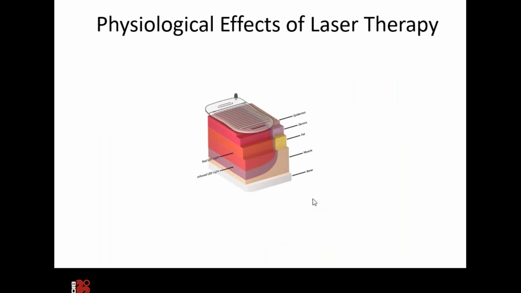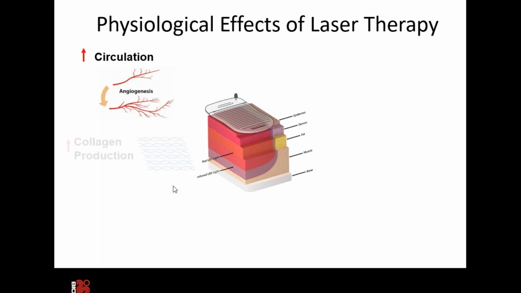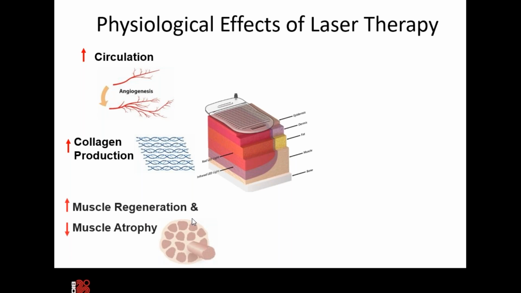The physiological effects of laser therapy, or what's really known now as photobiomodulation, are many. They include increasing circulation by promoting angiogenesis, or the new growth of capillaries and capillary networks. It can have an impact on cells that secrete collagen, so it supports the integrity of the tissues. It can have an effect on muscle repair, regeneration, and muscle atrophy.